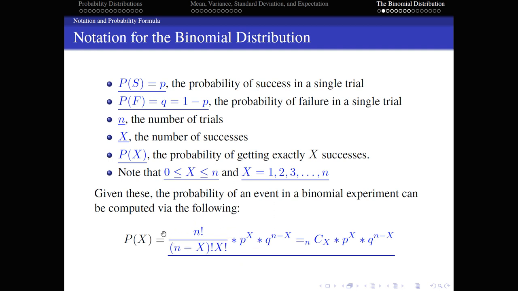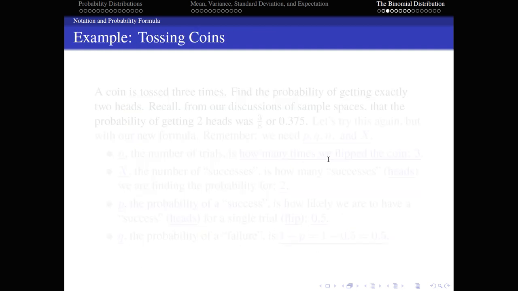Typically, you'll see it written out this first way, with n factorial over n minus x quantity factorial times x factorial. Please recall this is the probability of getting exactly x successes, exactly.